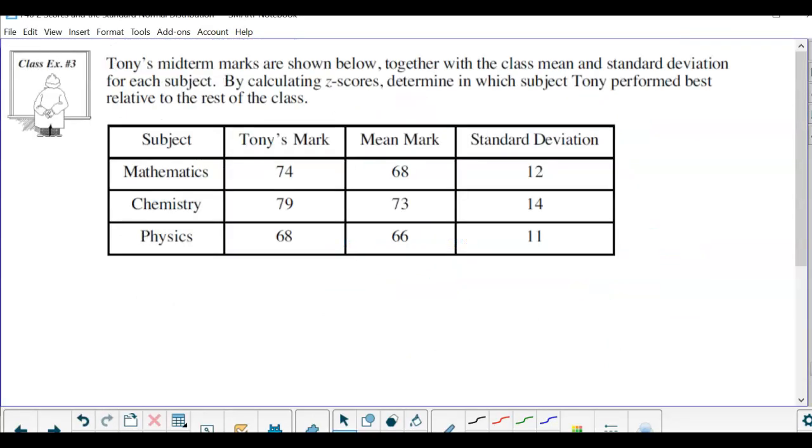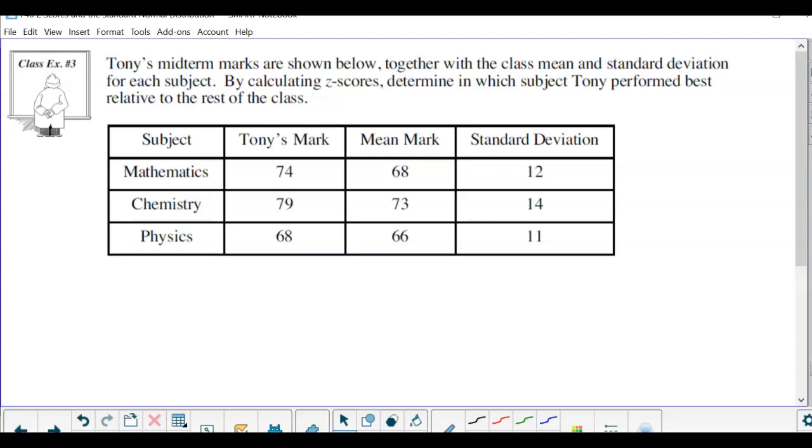Okay, next one. Tony's midterm marks are shown below, together with the class mean and standard deviation for each subject. By calculating z-scores, determine in which subject Tony performed best relative to the rest of his class. So once we calculate the z-score for math and physics, how are you going to tell which answers this question? How did he perform best relative to the rest of the class? What kind of z-score are we looking at?